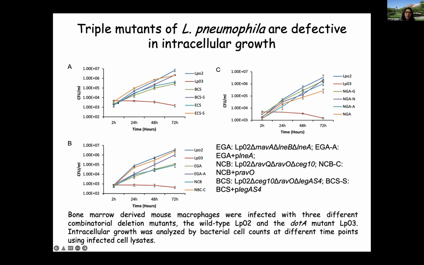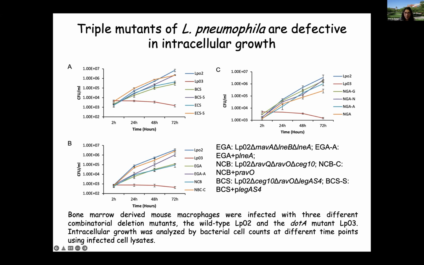Typically, in 72 hours, you see that the bacteria grows like 1,000-fold. And these could only grow about 50 to 100-fold, so there is a defect in them. And when you add complement in the gene, even any one of them, it basically grows like a normal LPO2. That is the wild type strain.